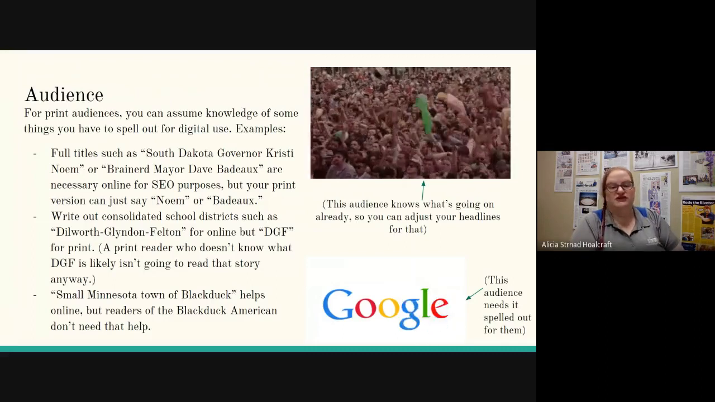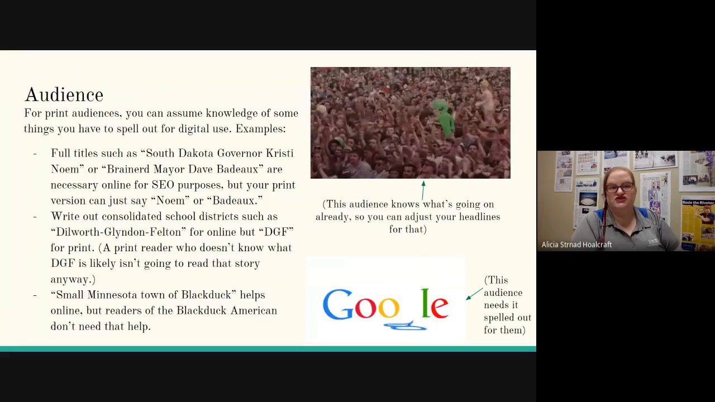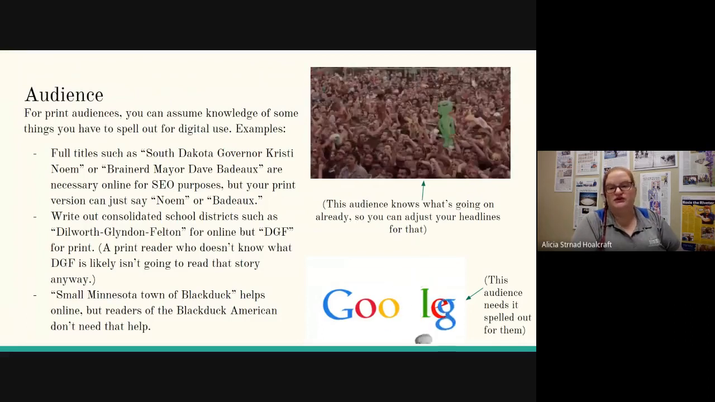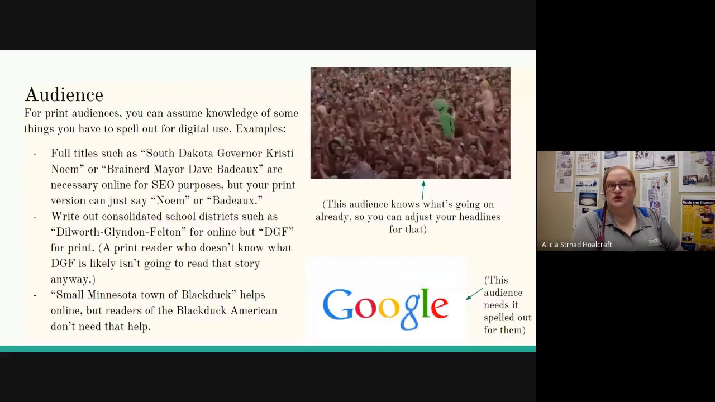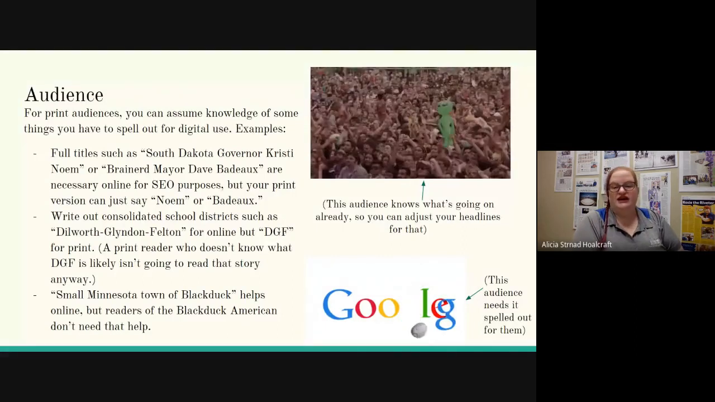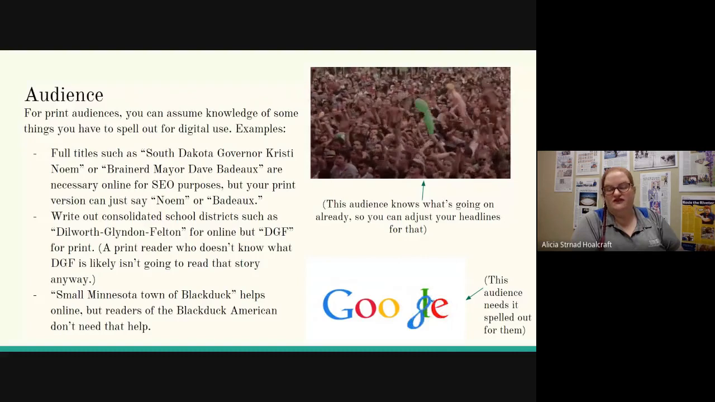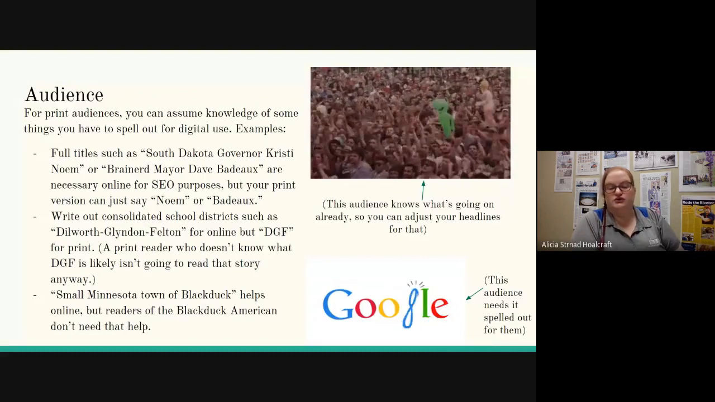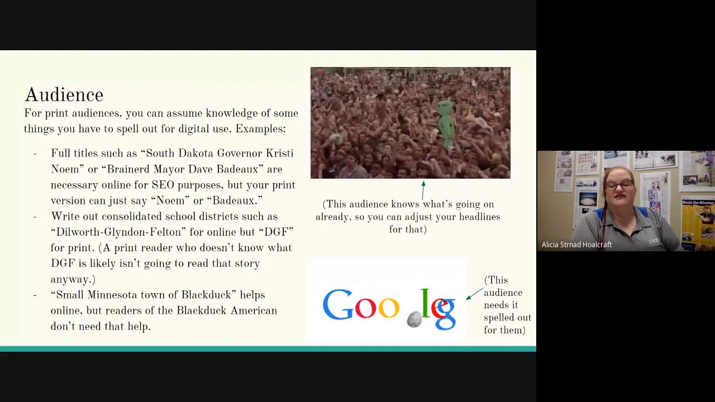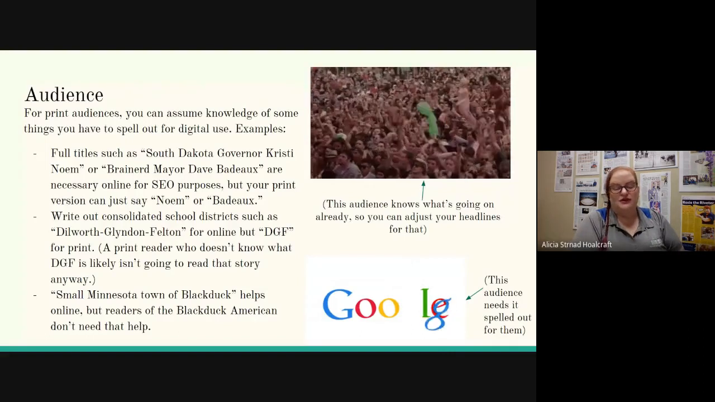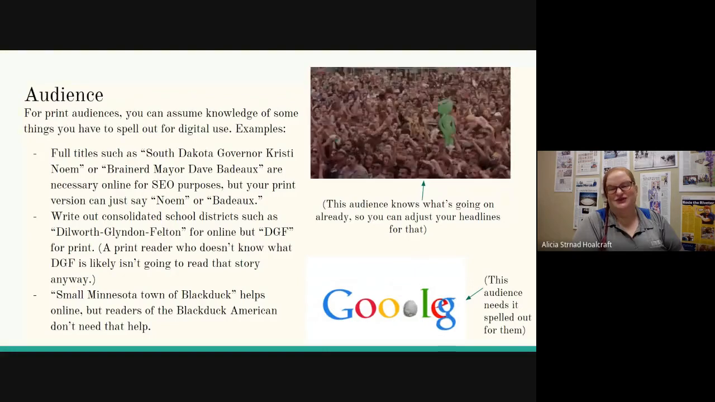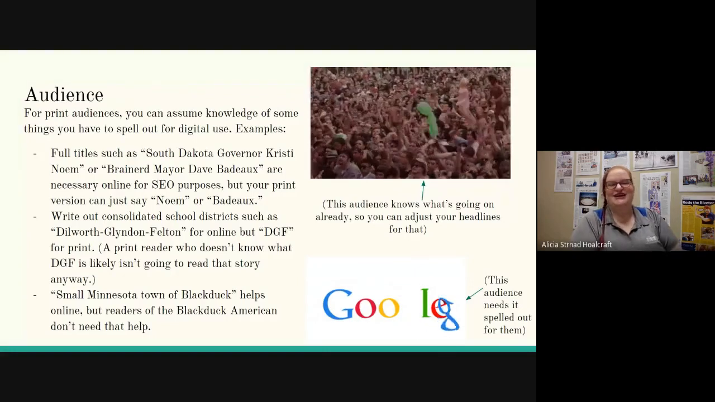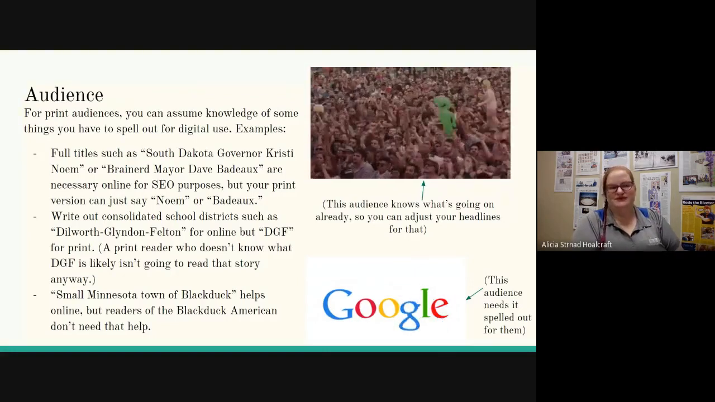For example, if you're doing a sports story about a consolidated school district, digitally you've been asked to write out Dilworth, Glendon, Felton, so that someone who's Googling Dilworth Wrestling will come up with our story. But in print, you can put DGF, because largely the print readers will know which school that is. And if they don't know which school that is, there's most likely little chance that they actually cared what was happening in Dilworth Wrestling anyways. So it's okay to use those acronyms.